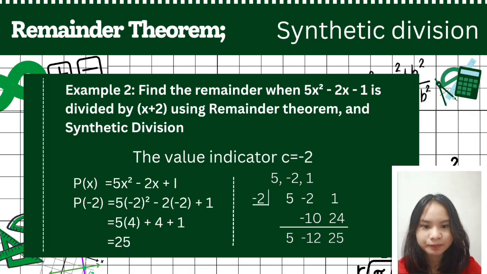First, bring down 5. Then, 5 times negative 2, we have negative 10. Negative 2 plus negative 10 is equal to negative 12. Negative 12 times negative 2, we have 24. 24 plus 1, we have 25. So, we can see that in our synthetic division, we still have 25, the same as the remainder theorem.